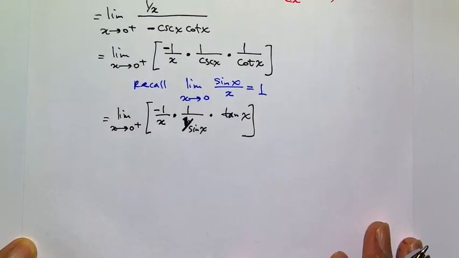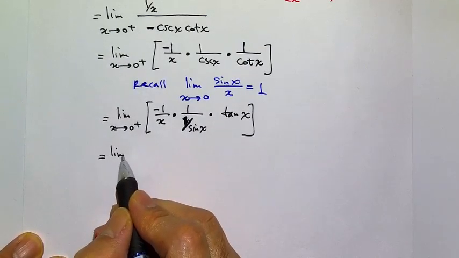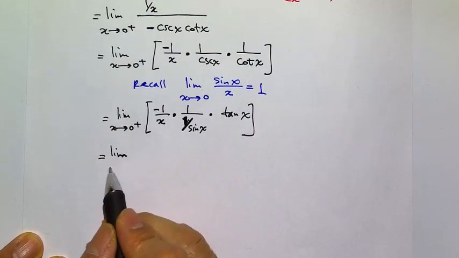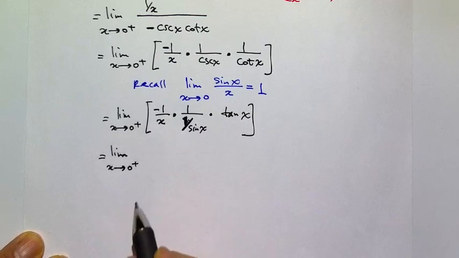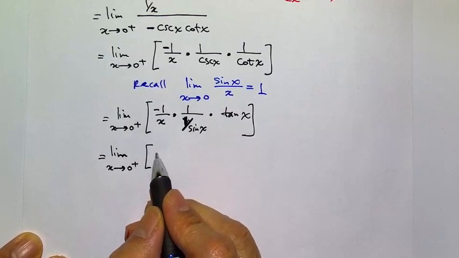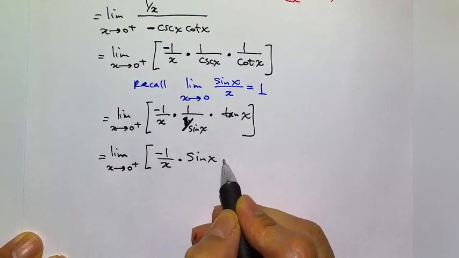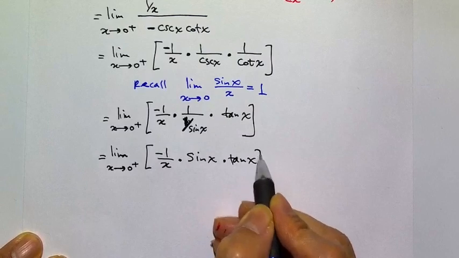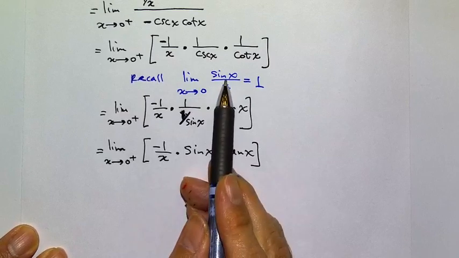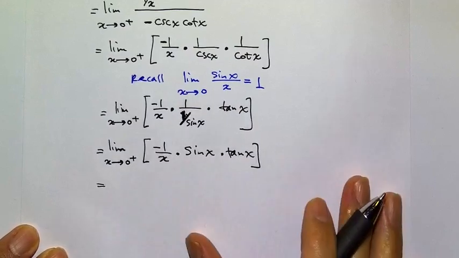And then what do we have? There's a lot of rewriting going on here. Do you see that? Rewriting that in this term, rewriting that in this term. And so x goes to 0 from the right side. So we'll have minus 1 over x times sine of x times tangent x. And then, of course, this is minus sine of x over x, right? And then if we take the limit of sine of x over x, we get 1. So it works out nicely.